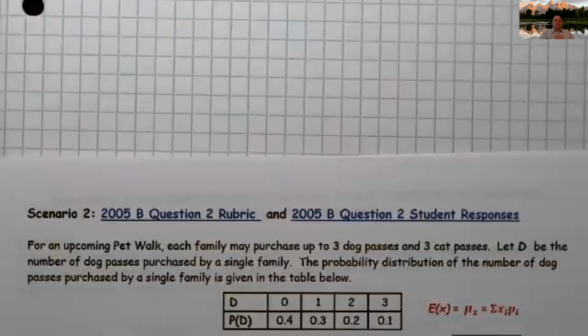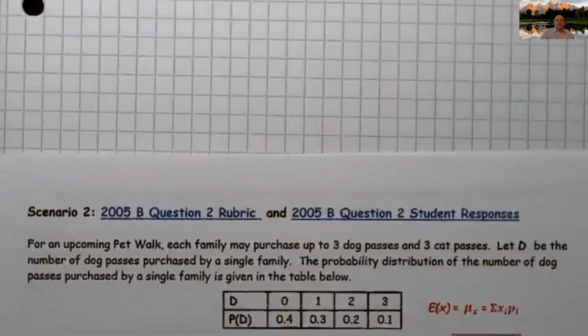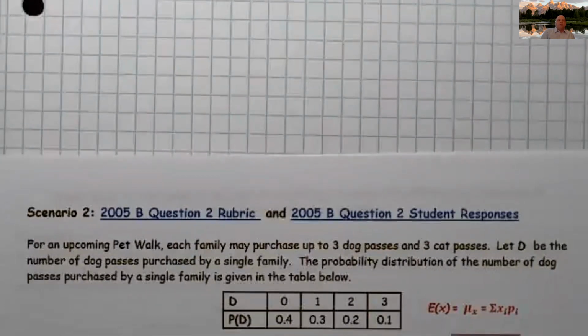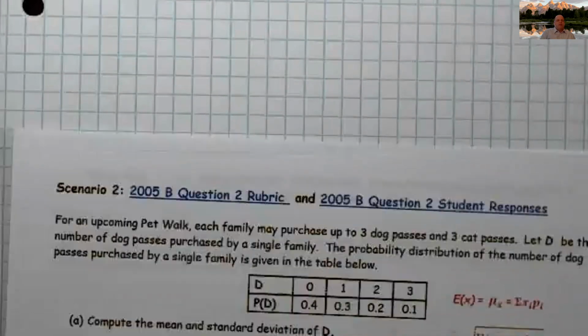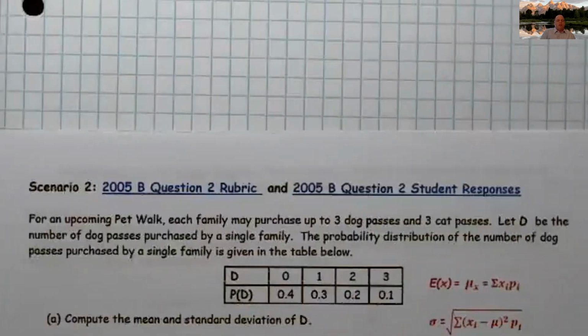So, 2005 Form B, question 2. This is also an AP Stat question. Of course, we changed it up a bit. But it says, for an upcoming pet walk, each family may purchase up to 3 dog passes and 3 cat passes. Let D be the number of dog passes purchased by a single family. The probability distribution of the number of dog passes purchased by a single family is given in the table below. All right? So, first question says, compute the mean and standard deviation.